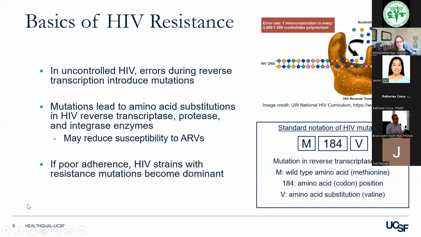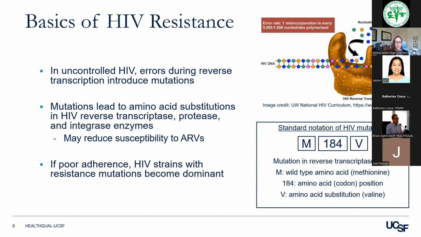So getting to the basics of HIV resistance, really just boiling it down to the core concepts here. In uncontrolled HIV, when patients are not receiving appropriate ART, errors occur during reverse transcription, and these errors occur at very high rates, and they introduce mutations into the HIV DNA that is being created in human cells. There's so much replication happening that HIV is not able to go back and excise those incorrect nucleotides, and so those mutations end up staying in the code.